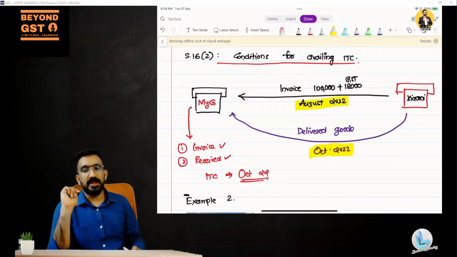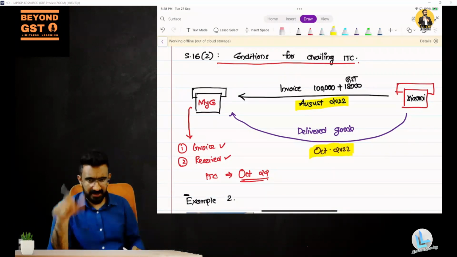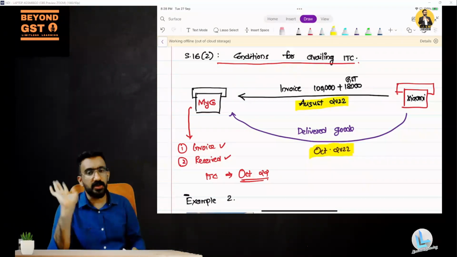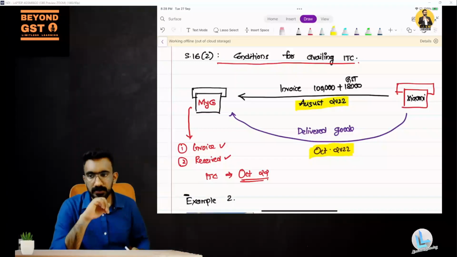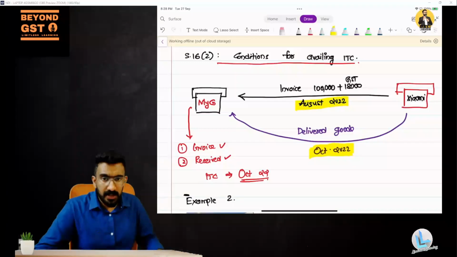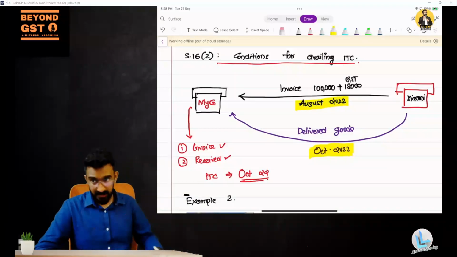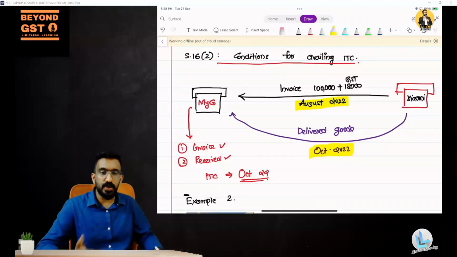Which month can MyG take the credit? Can they take the credit in August or only in October? Only in October, because goods or service needs to be received for you to take ITC. That is the second condition for availing ITC.